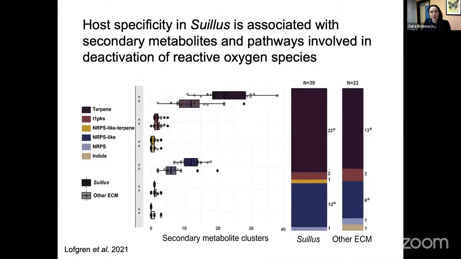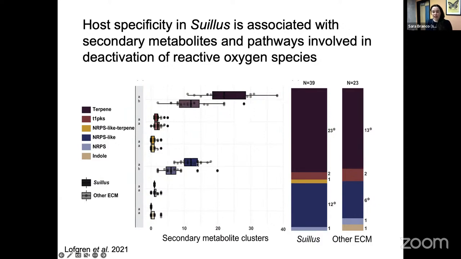And what's also very cool is that host specificity seems to be associated with secondary metabolites and pathways involved in deactivation of reactive oxygen species. So if we look at secondary metabolite clusters across Suillus and compare them with other ectomycorrhizal fungi, what you see is that, for example, they have way more terpenes than others.